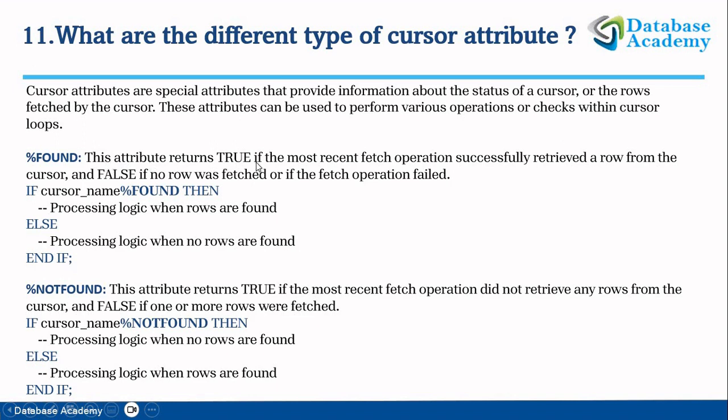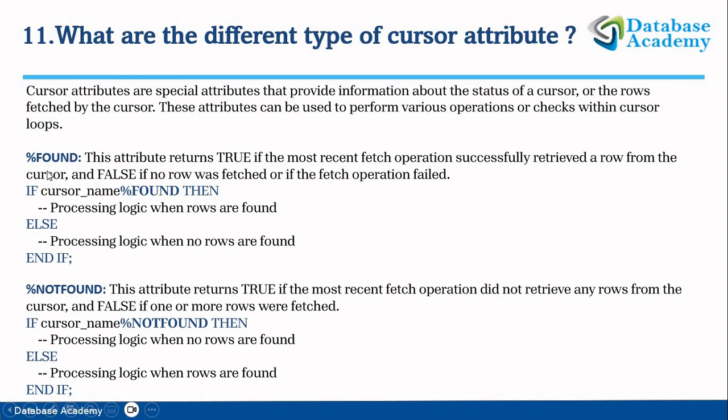This attribute returns true if the most recent fetch operation successfully retrieved a row from the cursor, and false if no row was fetched or if the fetch operation failed. So if we want to check whether we have found some data and the cursor is still active, returning some values, we can use cursor name %FOUND. If it is found and returning something, we can write our business logic here. If it is not found, like if it is returning false, then we can do something else.